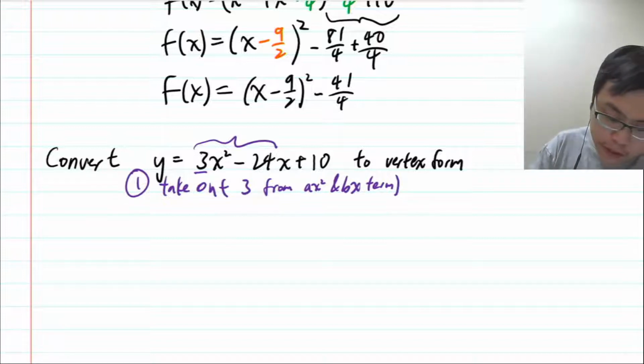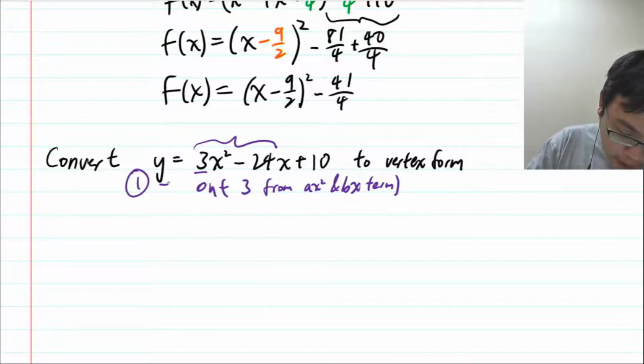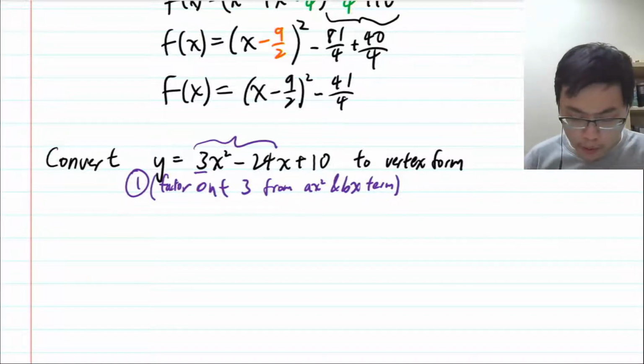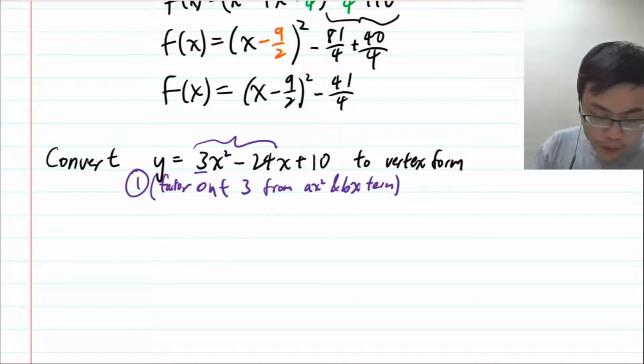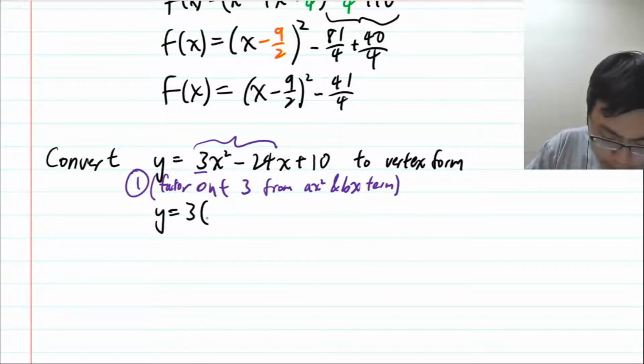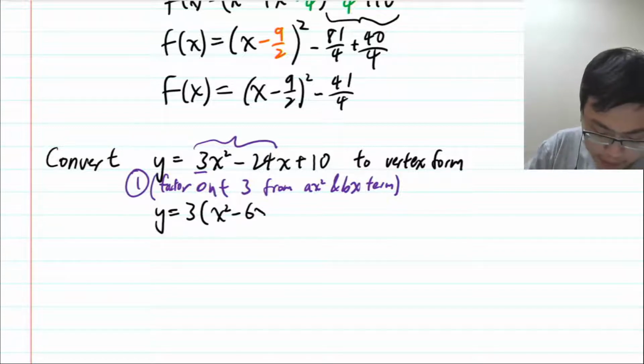Sorry, it shouldn't be just take out. It should be factor out. I used the wrong term there. It should be factor out 3 from our ax squared and bx term. So after we do this, it should be y equals 3 bracket, and then we have x squared minus 24 divided by 3 will be 6x, and then close the bracket, and then we have the plus 10 outside.